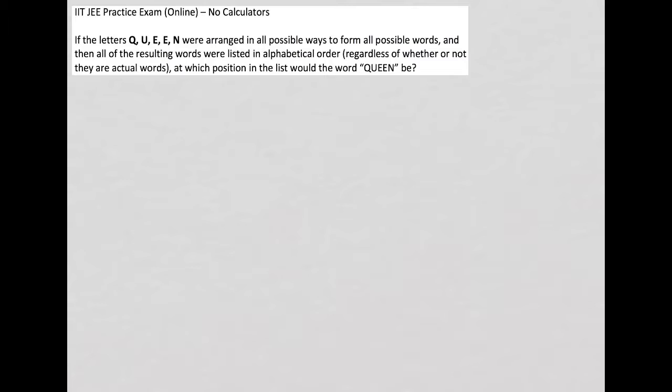The question is, if the letters Q, U, E, E, N were arranged in all possible ways to form all possible words, and then all of the resulting words were listed in alphabetical order, regardless of whether or not they are actual words, at which position in the list would the word queen, that is Queen, be at?